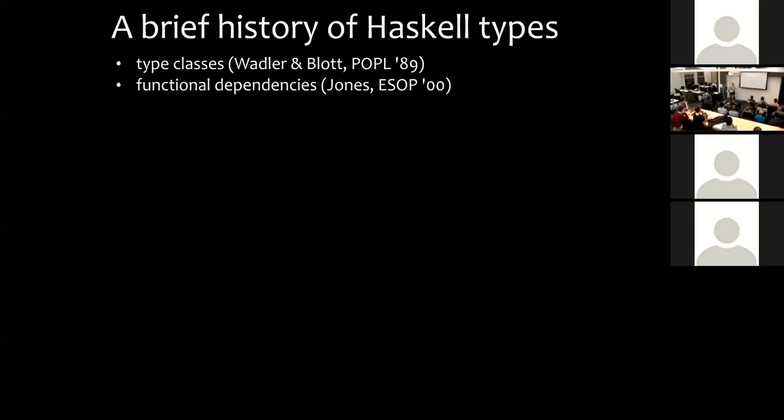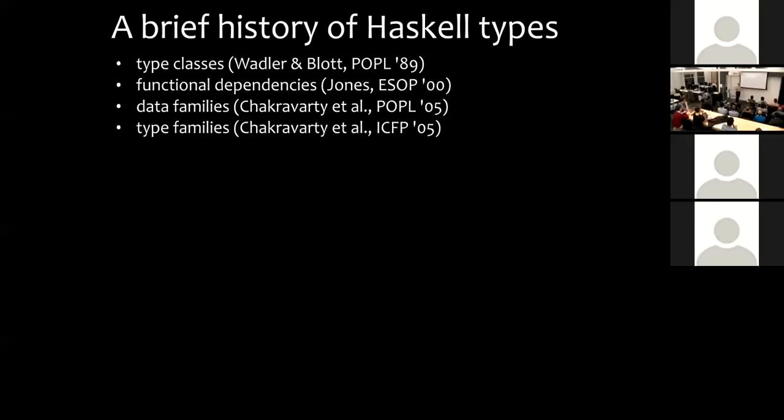So we got functional dependencies, and this is where we started to realize that types can do some really cool things. We added data families and type families in back-to-back years, from Manuel Chakravarty and his collaborators, where we can now have a different way of computing on types. And actually, for data families, the original motivation was to make programs run faster. It was all about optimization. And all this other stuff was just, oh, cool, we can do other fun things with types too, other than just optimization.